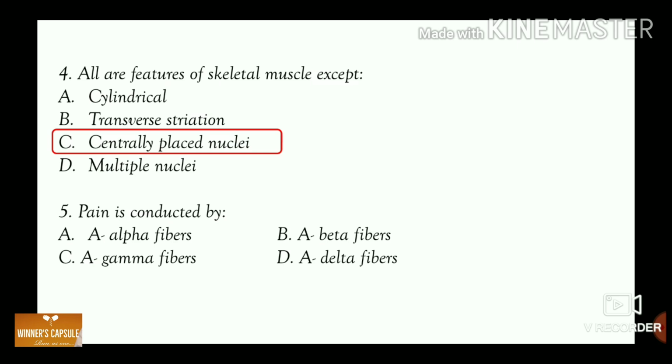Fifth one, pain is conducted by A. A alpha fibers, B. A beta fibers, C. A gamma fibers and D. A delta fibers. Answer is option D. A delta fibers.